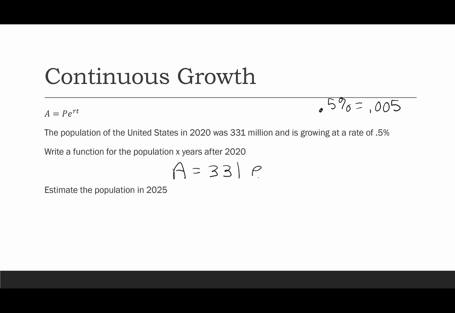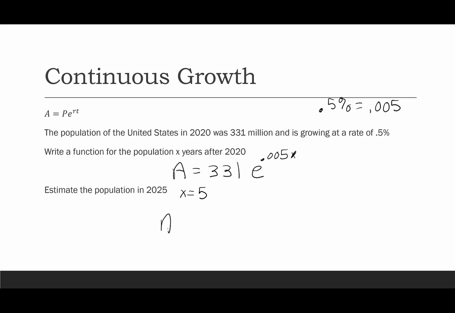E is the same all the time. R was 0.005. So X is the number of years. Right now, we really can't tell that this has anything to do with the year 2020, but it's in our wording, so that's how we know. And we will use it when we get to the next part where we're trying to estimate the population in 2025. Here, X is only going to be 5. It's how many years have passed between 2020 and 2025.